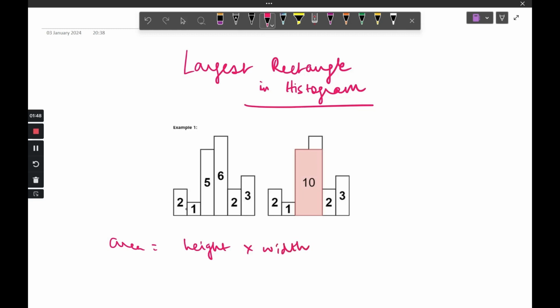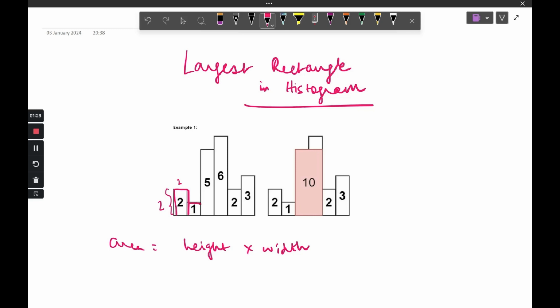What is the height? What is the width? Let's start with the first bar, which is 2. What is the height of this? 2. What is the width of this? 1. Now, how do we know the area is 2? Because 2 cannot extend any further. The next bar is smaller in size. So you have to only calculate this much. That is, the area is 2.